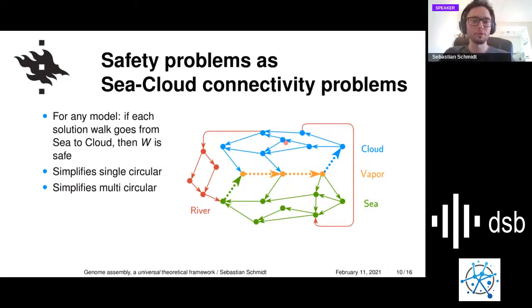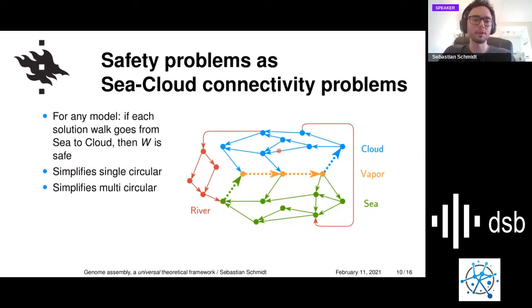On the other hand, for multicircular, if there would be no river now, so we imagine the river to be gone, no red parts here, and we have an arbitrary amount of multicircular walks now, so we can have one circular walk that covers the cloud and the vapor together. We can have one that covers the cloud and the vapor and the C together. And then we have covered the whole graph. Remember, the river isn't there, without ever going from C to cloud. So we have a counterexample. Our walk would not be safe.